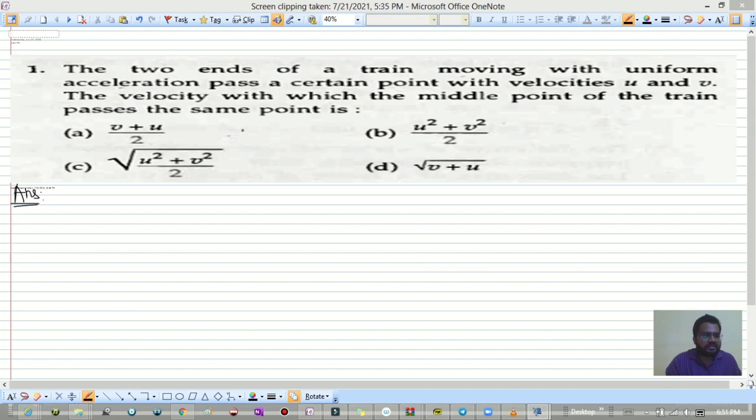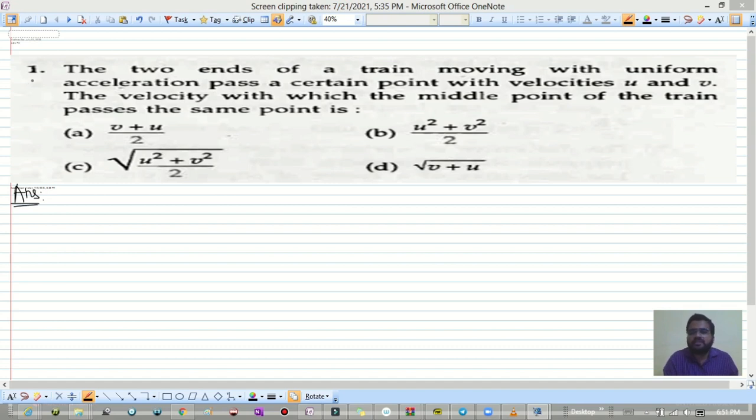So let's start with the kinematics DPP3. In this, I will solve 6 to 7 problems, and the next 6 to 7 problems I'll give as homework. Okay. For those, I'll give the hint, so don't worry about that.